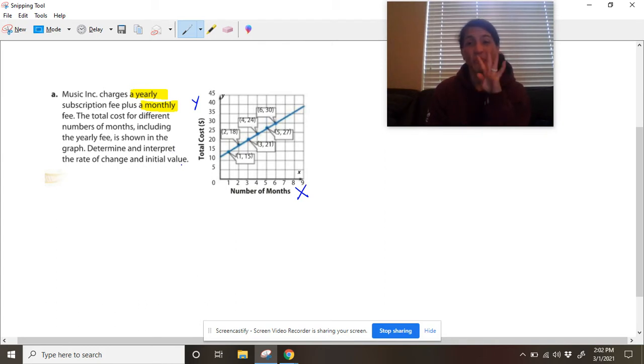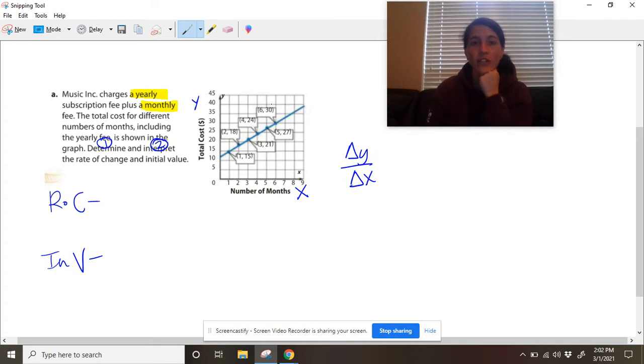So we have really like four things going on. Determine and interpret our rate of change and our initial value. Now remember, interpret just means we use units. We put words with it. So our rate of change is the slope. So first let's do our rate of change. It's the change in y over the change in x. So I'm just going to take these 2 points right here.